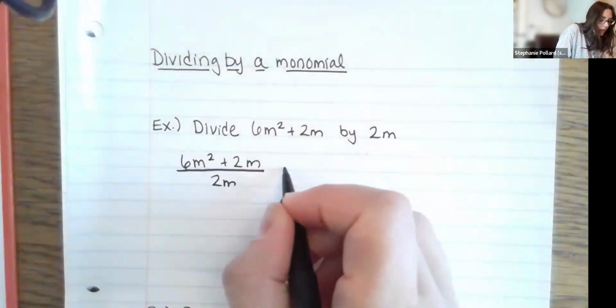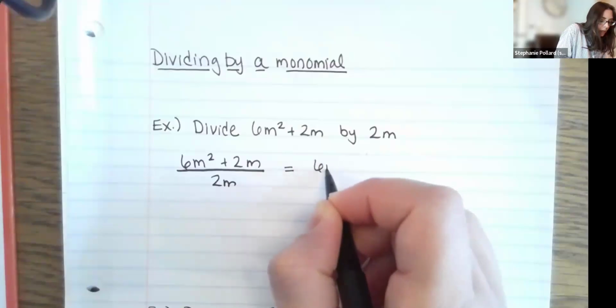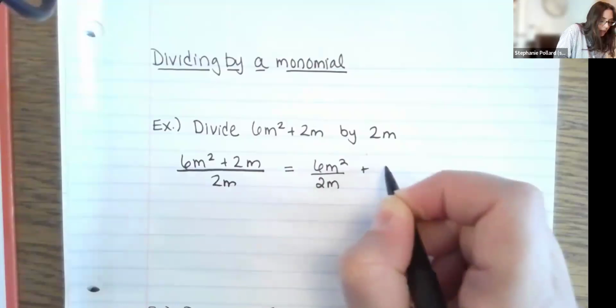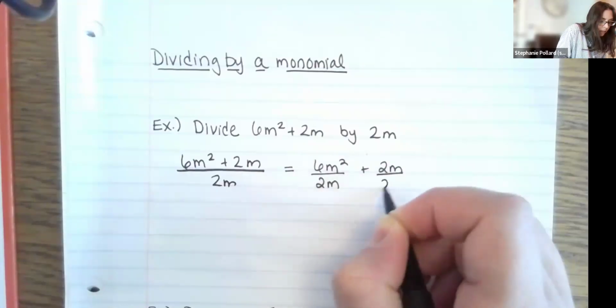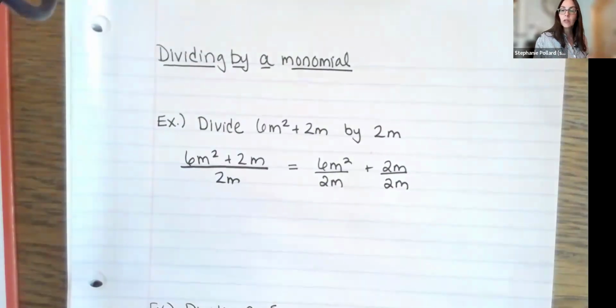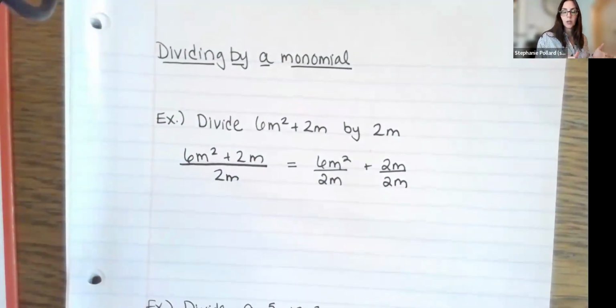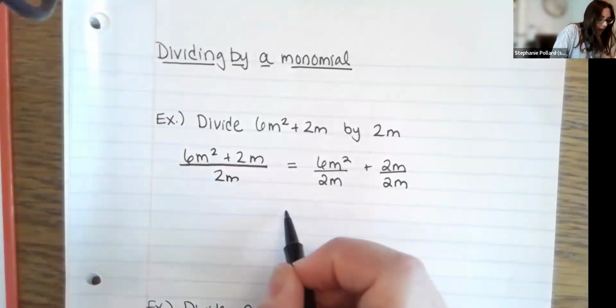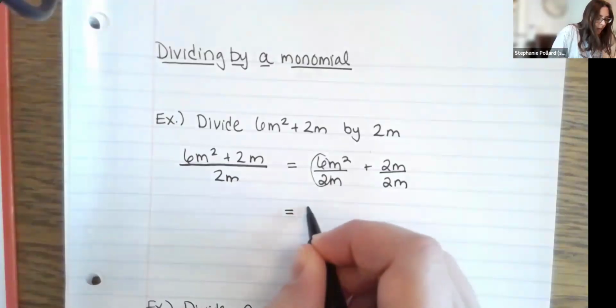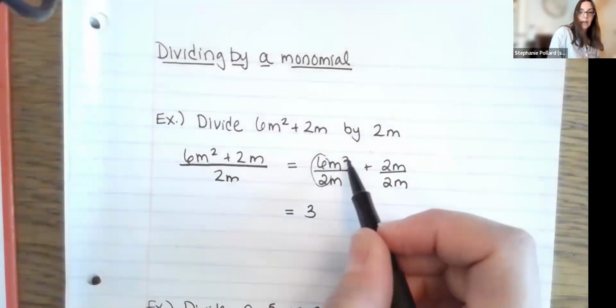Now, what I'm going to do is separate it out. Each term in the numerator is going to get its own divisor. So that 2m goes with both groups. And then what you do is you simplify each piece separately on its own. So for instance, in the first group here, you have 6 divided by 2, which is just 3. And then you have m squared divided by m.